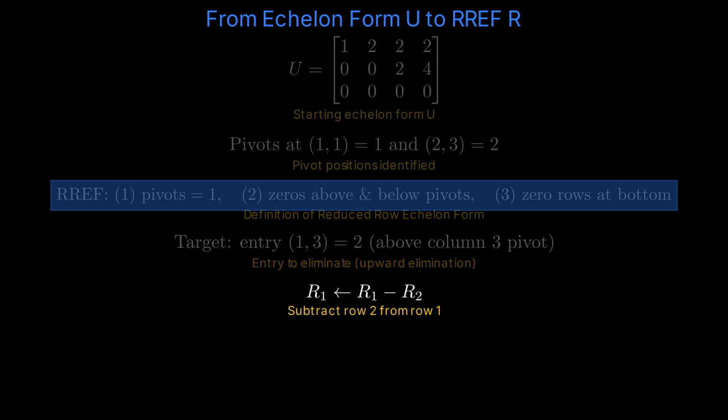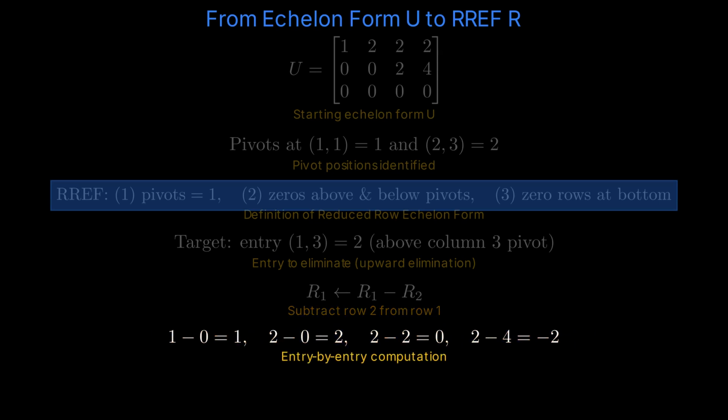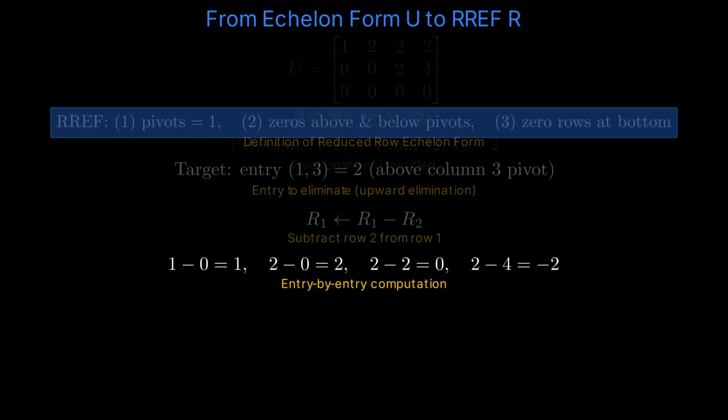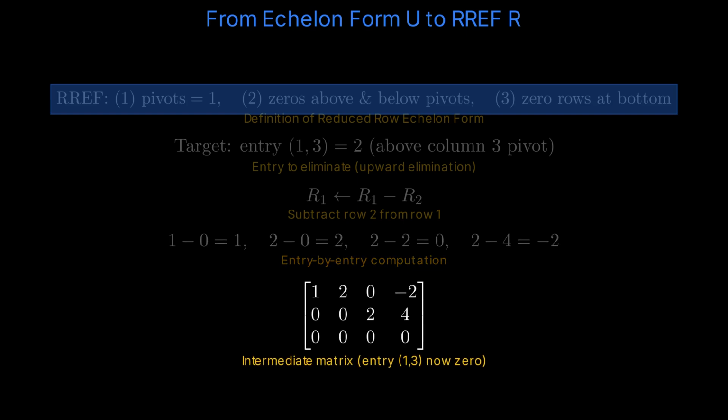Replace row 1 with row 1 minus row 2, entry by entry. 1 minus 0 gives 1, 2 minus 0 gives 2, 2 minus 2 gives 0. The target entry is gone. 2 minus 4 gives negative 2. The matrix is now 1, 2, 0, negative 2 in row 1. Row 2 stays 0, 0, 2, 4. Row 3 stays all zeros.